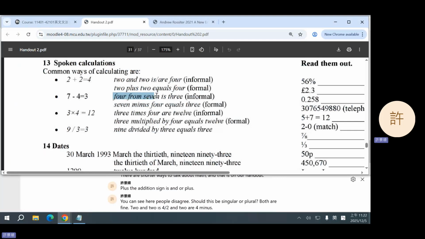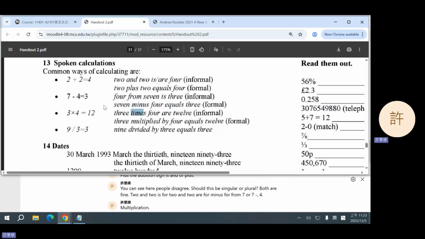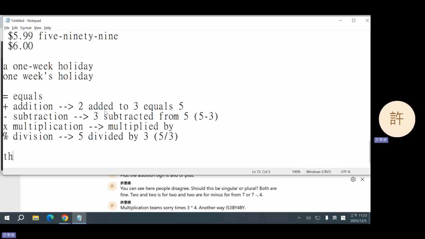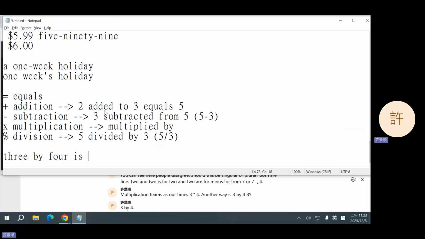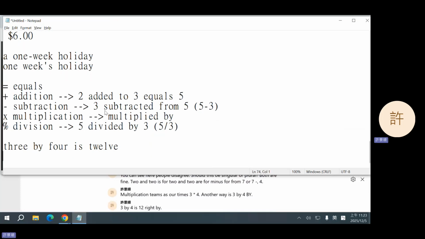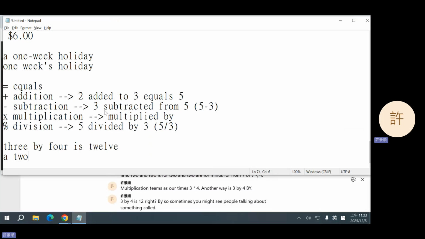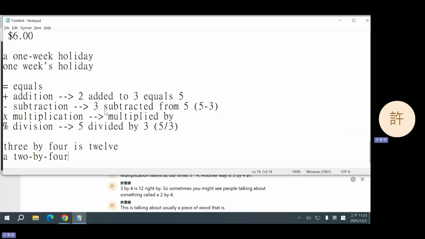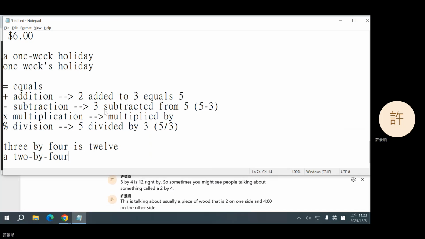Minus: 4 from 7, or 7 minus 4. Multiplication: times. 3 times 4. Another way is 3 by 4, "by." 3 by 4 is 12, right? By. So sometimes you might see people talking about something called a 2 by 4. This is talking about usually a piece of wood that is 2 on one side and 4 on the other side. A piece of wood.